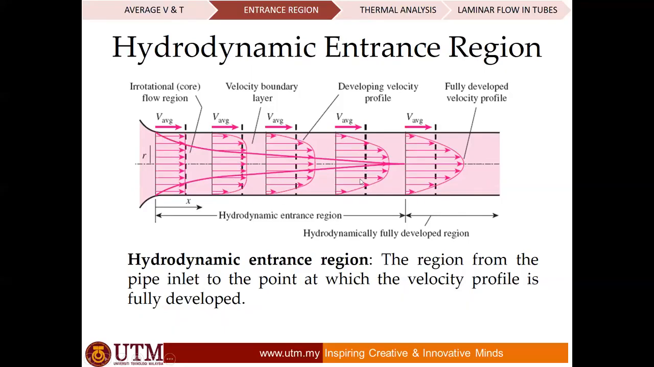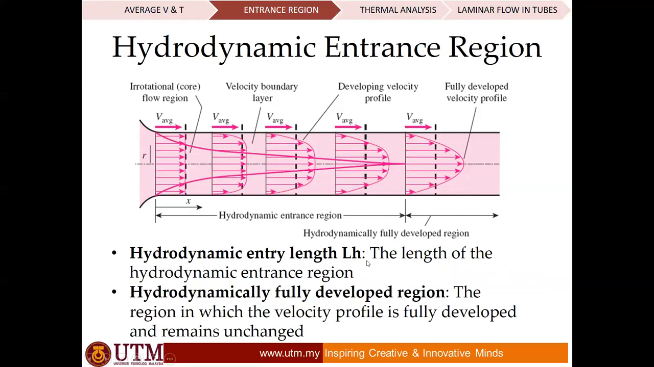This is where it is about to develop, and this is the region where it is fully developed. We call it the hydrodynamic entry region, where it starts to develop. The hydrodynamic entry length is the length of the hydrodynamic entry region where it starts to develop, and in the hydrodynamically fully developed region, the profile remains the same. When it has developed, the velocity profile remains the same, and your heat transfer coefficient remains the same.